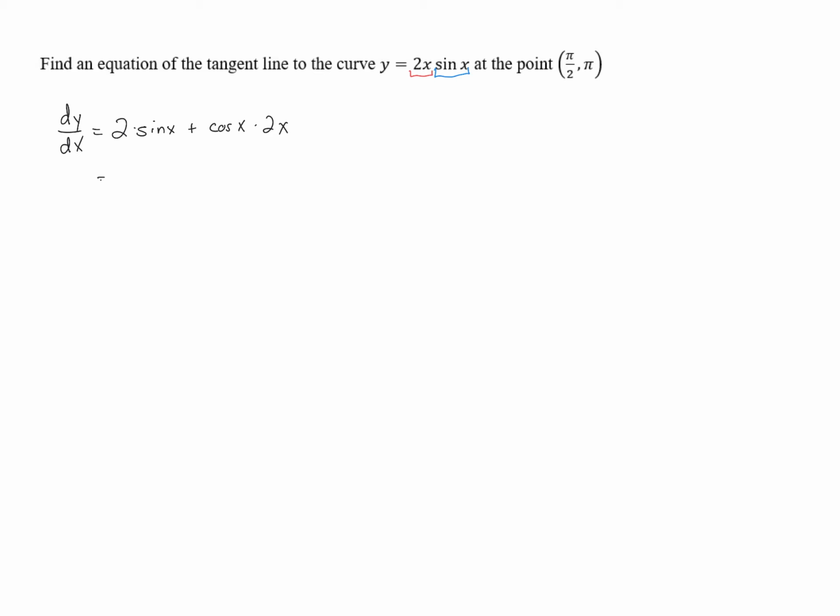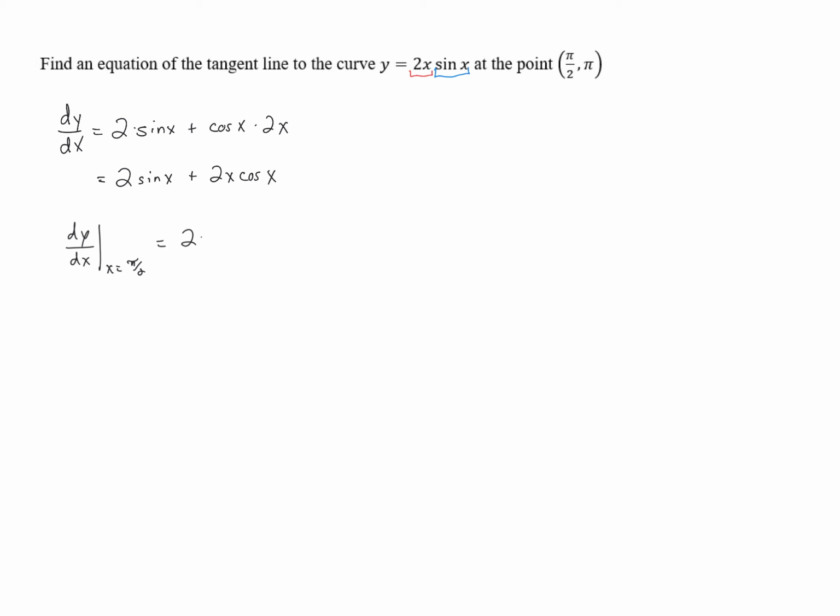And I'm just going to rewrite this and take the second part and put that 2x out front. Looks a little bit nicer that way. So we have our derivative is 2 sine of x plus 2x cosine of x. And we want to evaluate this when x equals pi halves. So we want dy over dx when x equals pi halves. Let's evaluate these at pi halves.